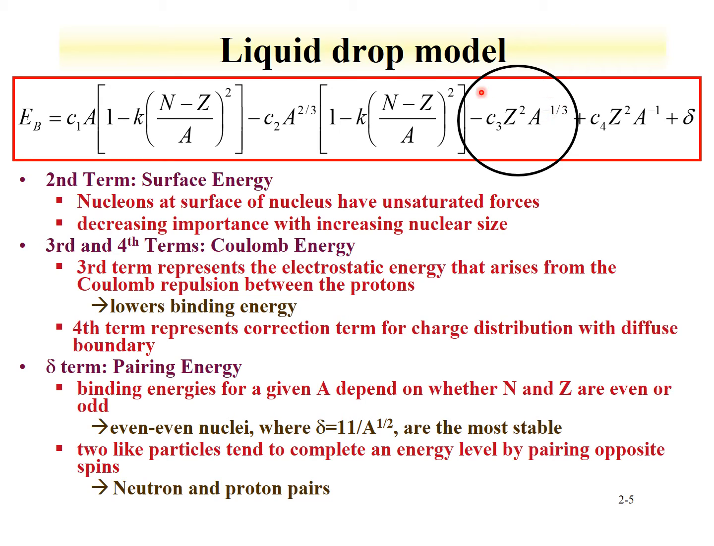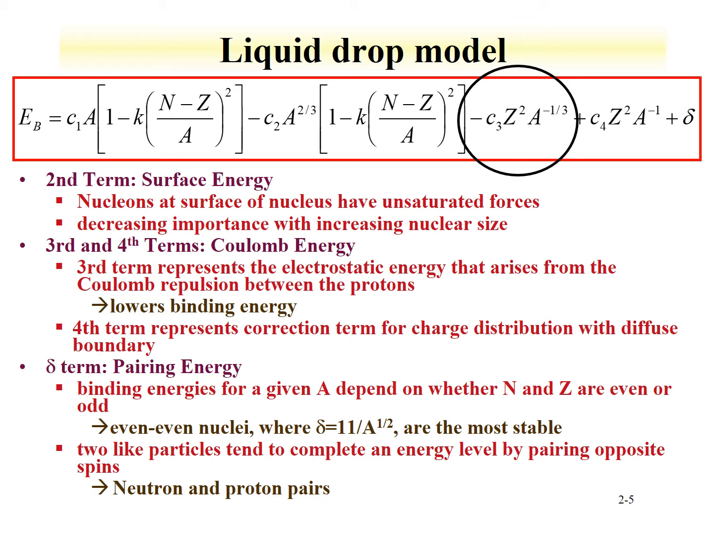The fourth term represents a correction term for charge distribution within a diffuse boundary. So this is bringing in a recognition that the boundary of the nucleus isn't a sheer drop-off, that you get nucleon density changes close to the edge of the nucleus. And then the final term, you see that's our fourth term that we were talking about, the Coulomb.